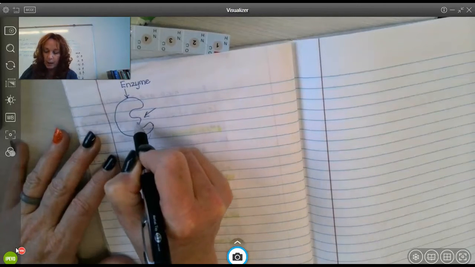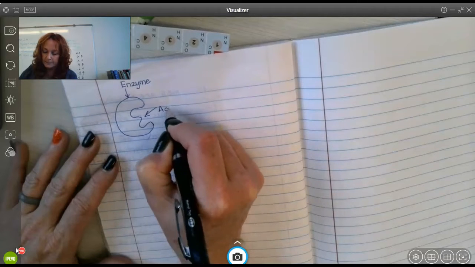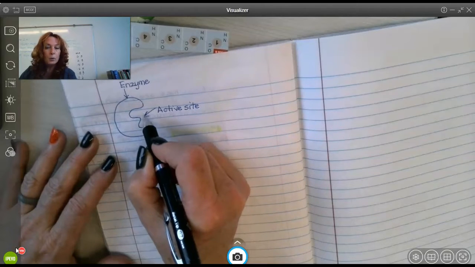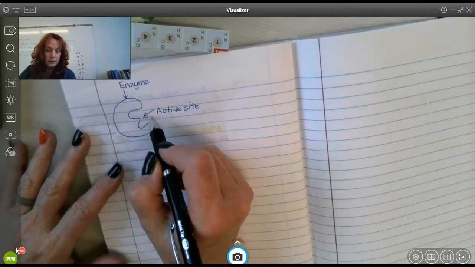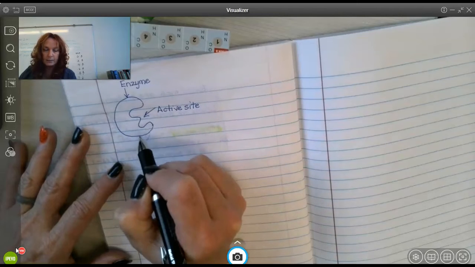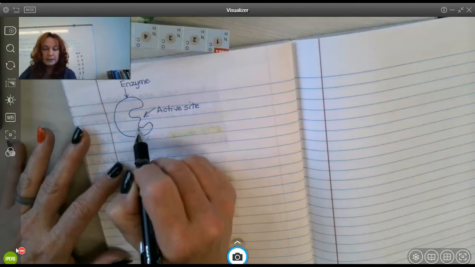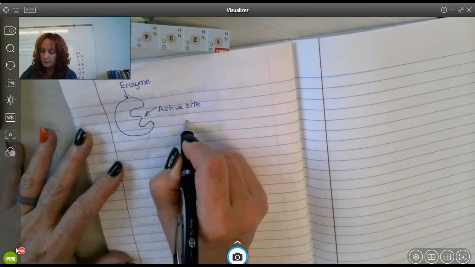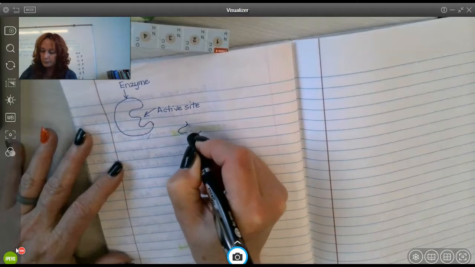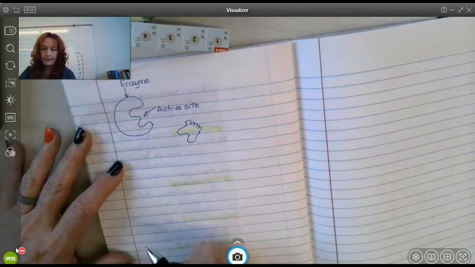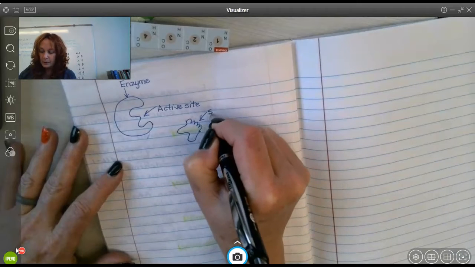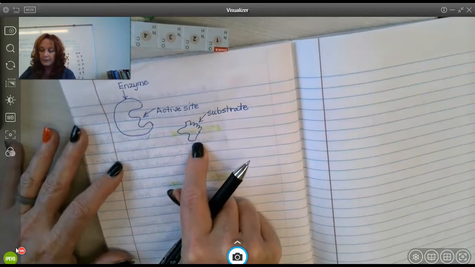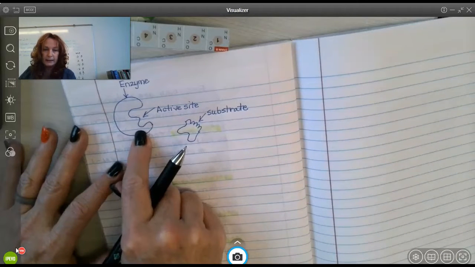This spot is the active site. It's the location in the enzyme that will be where the work is being done. It is a uniquely shaped spot because there's just going to be one molecule that fits there. So I'm going to have a molecule. Let's see if I can draw it over here. This will be my substrate, and it fits perfectly in the active site.